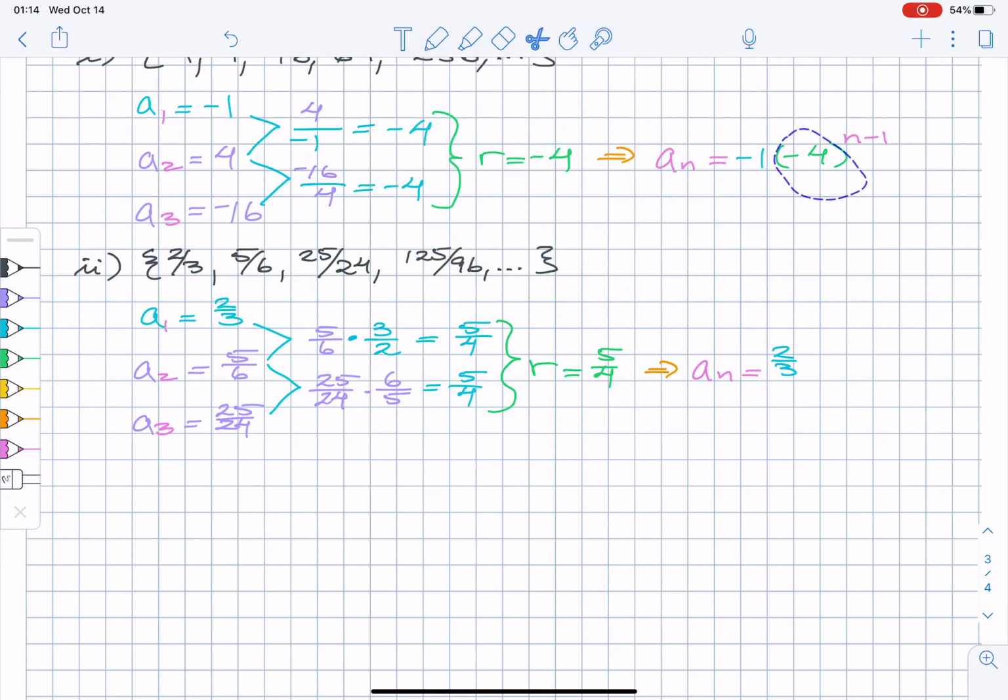Yeah, that's a better green. Okay, so here the common ratio is going to be 5/4 to the n minus first.